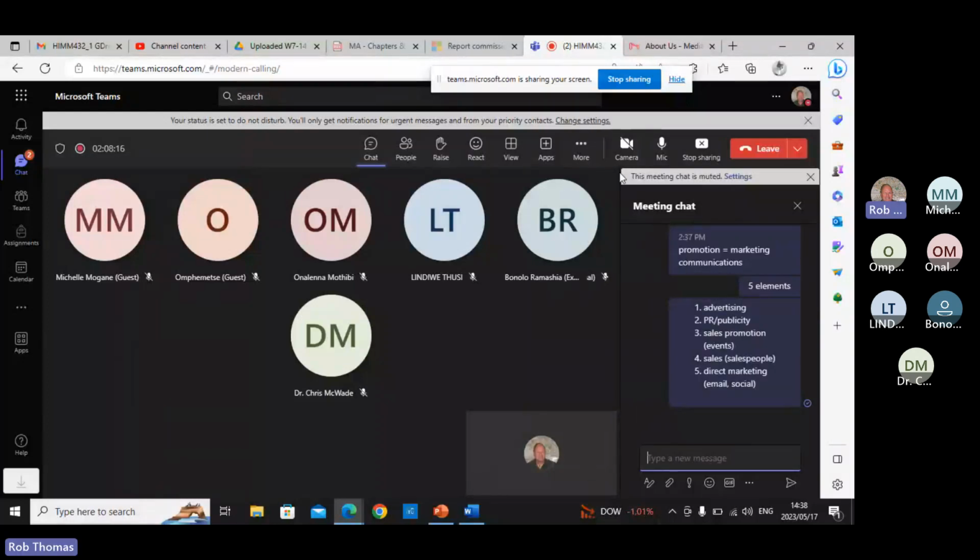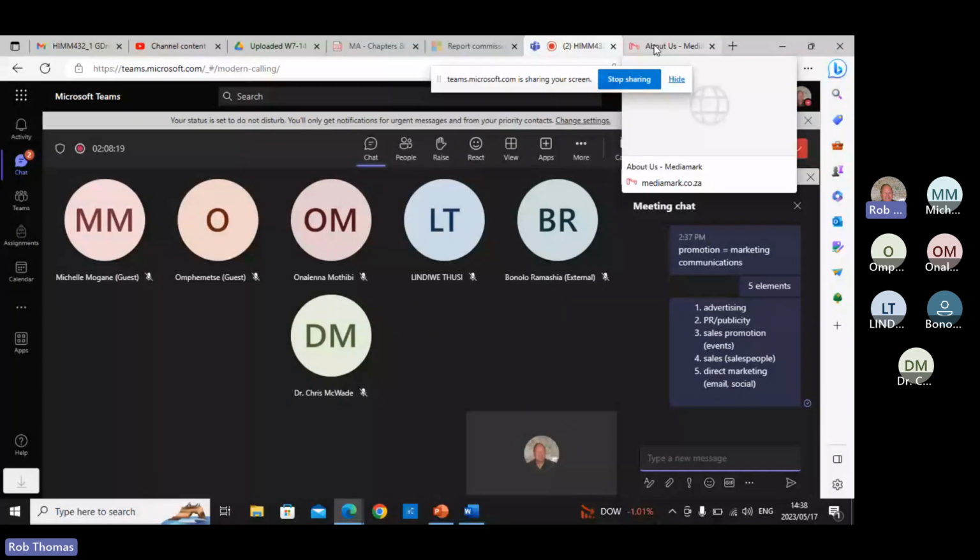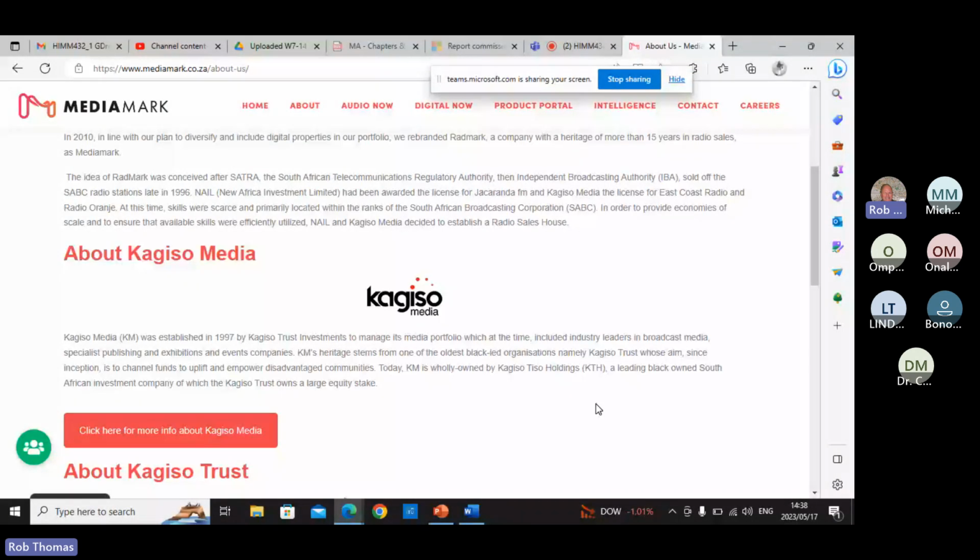Okay, cool. Okay, so guys, if you have a look over here, now let's go back to Kagiso Media, in the context of MediaMark. You can see over here, they specifically talk about specialist publishing, that could be PR, could be advertising, broadcast media, that's advertising, could also be PR, exhibitions is sales promotions, events companies is sales promotions. Okay, so can you see Kagiso Media and MediaMark as part of Kagiso Media also works across these over here.